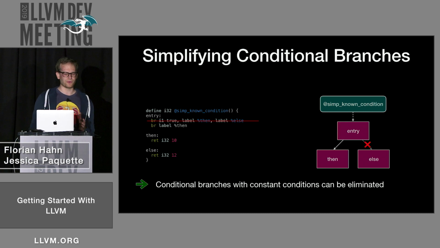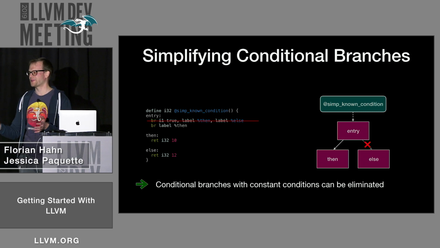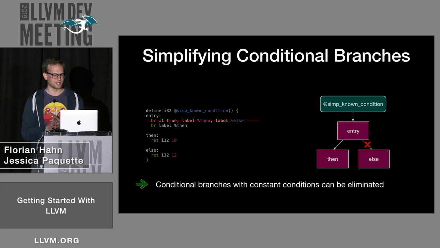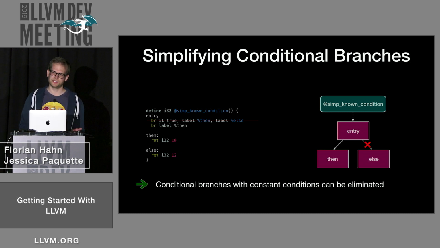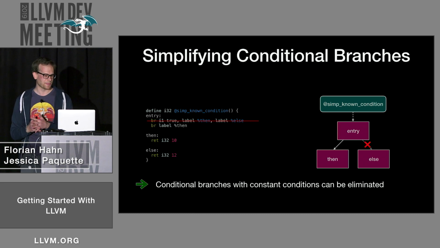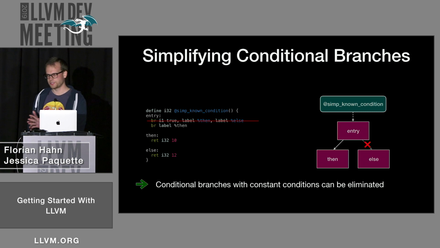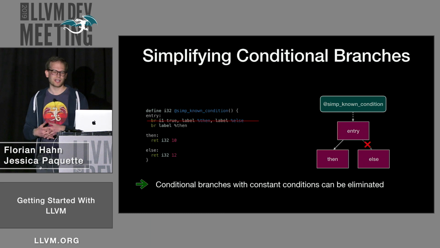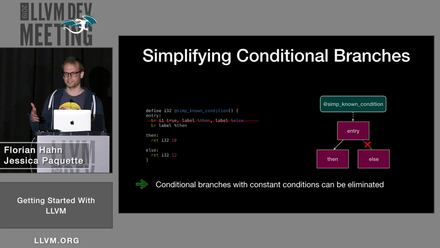You might be wondering, why would you write code like that in the first place? I mean, if you write a program, you would never use a conditional branch when you already know where you're branching to. So this has to do with the way transformations in LLVM are structured in general, where you have a bunch of isolated transformations that work together. For example, in LLVM, there's constant propagation, which just takes care of propagating constants and constant folding. And after this pass is run, you might end up with constant conditions at branches.